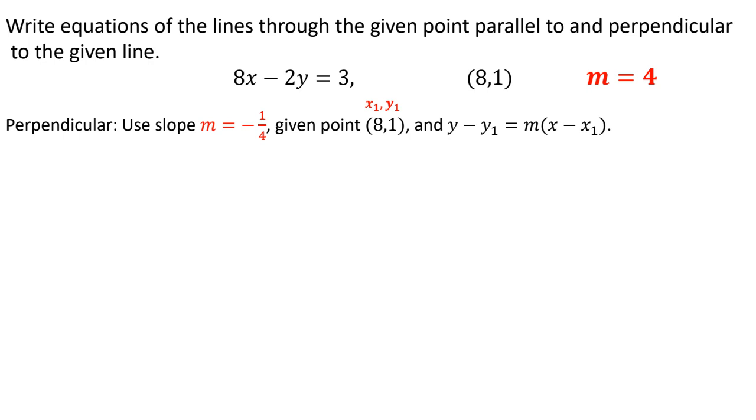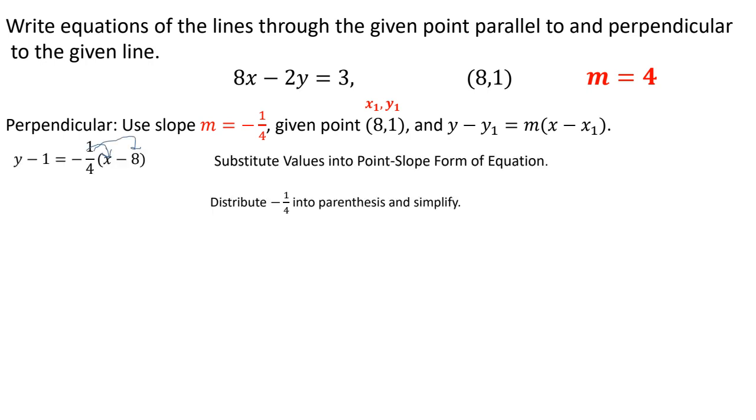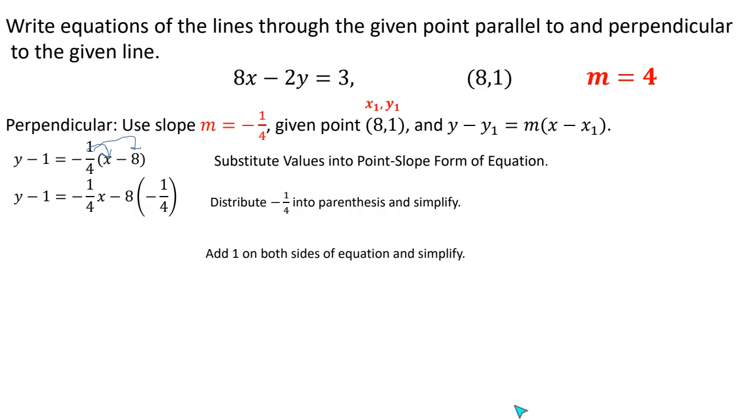And then we plug into the point-slope again. So y minus 1 equals negative 1/4 times (x minus 8). Multiply the 1/4, and we get negative 1/4 x minus 8 times negative 1/4. Simplify. Negative 8 times negative 1/4 is positive 2. And then we're going to add the 1. And so our answer becomes y equals negative 1/4 x plus 3.